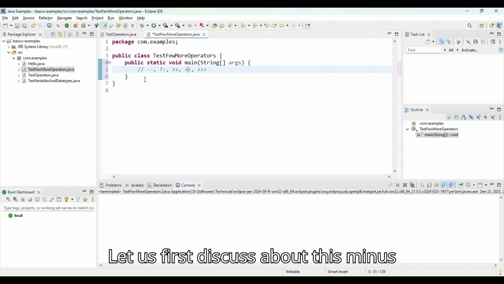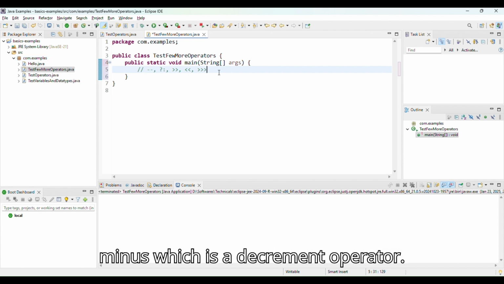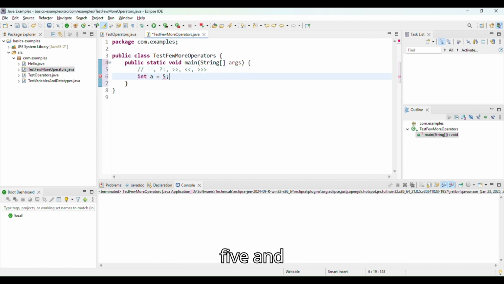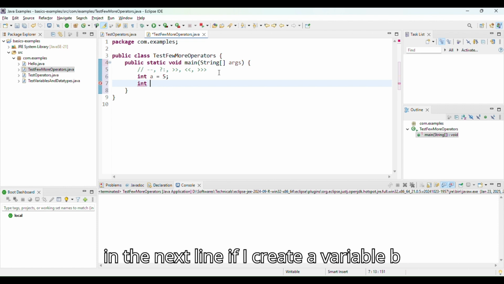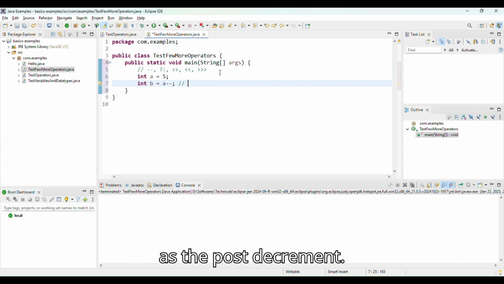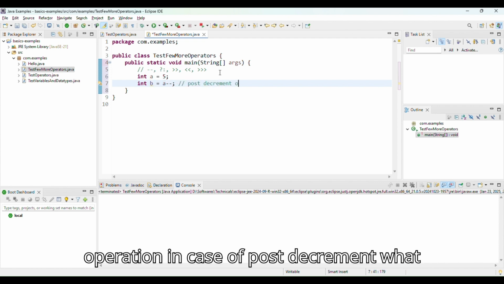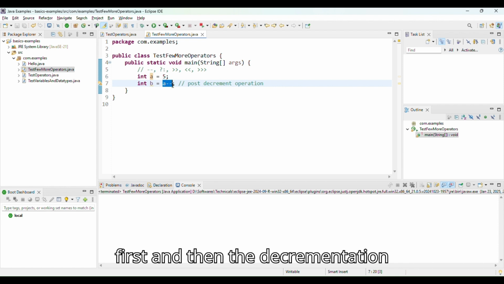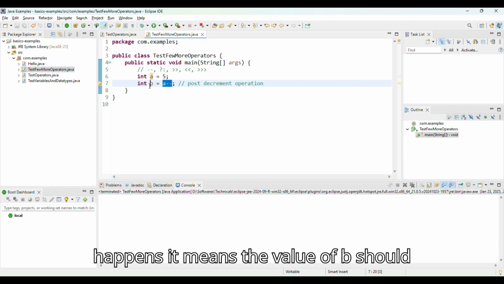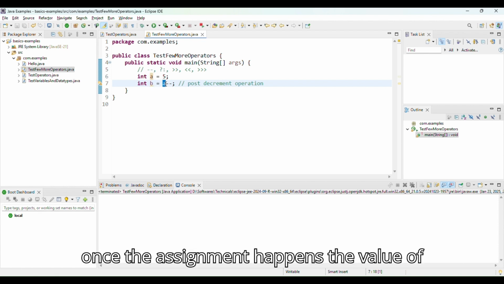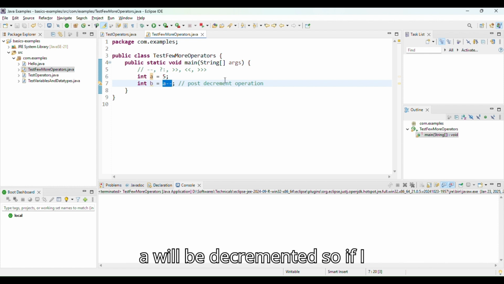Let us first discuss this minus minus, which is a decrement operator. If I take a variable like a equals 5, and in the next line I create a variable b and mention a minus minus, this is called a post decrement operation. In case of post decrement, the value will be used first and then the decrementation happens. It means the value of b should be 5. Later, once the assignment happens, the value of a will be decremented.